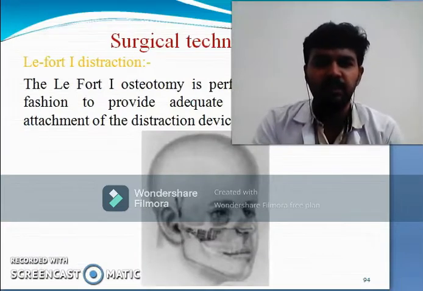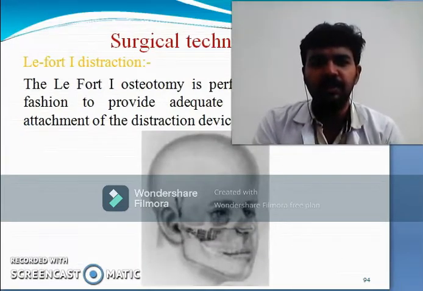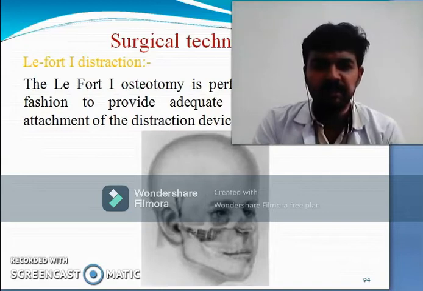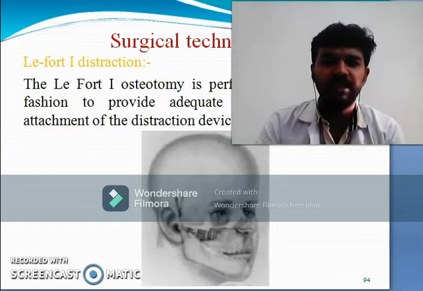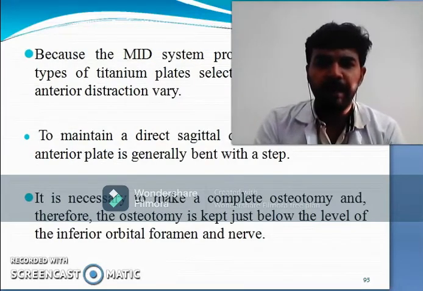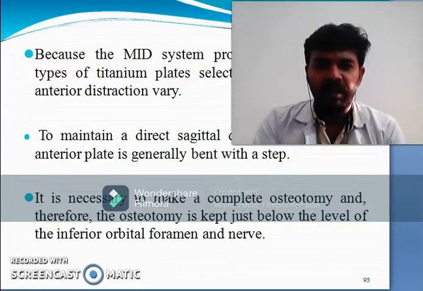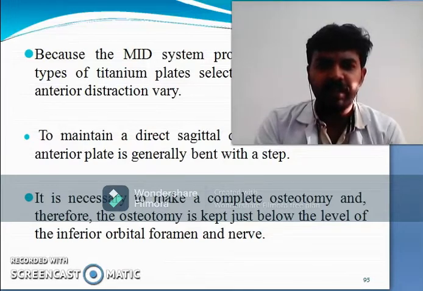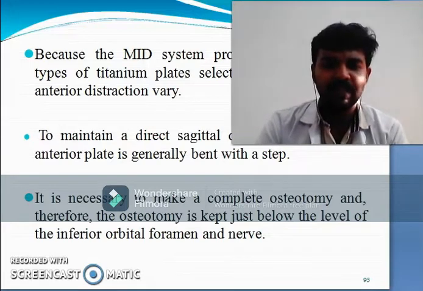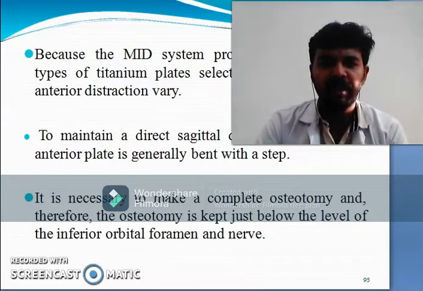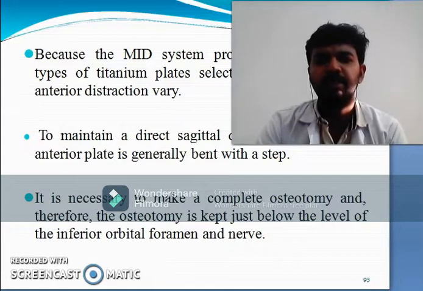Surgical techniques: Le Fort I distraction. The Le Fort I osteotomy is performed in a stair-step fashion to provide adequate posterior bone for the attachment of the distraction device. Because the MID system provides flexibility, the types of titanium plates selected for the posterior and anterior distraction vary. To maintain a direct sagittal distraction vector, the anterior plate is generally bent with a step. It is necessary to make a complete osteotomy. Therefore, the osteotomy is kept just below the level of the infraorbital foramen and nerve.